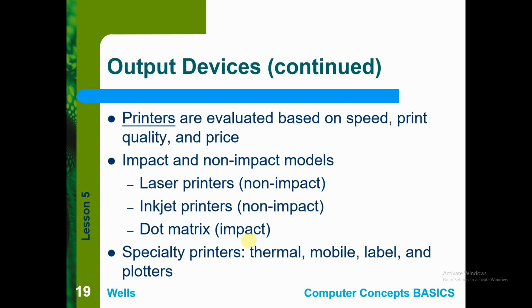Usually they also have specialty printers, like thermal, which you see in photocopiers. You will see that it is more dusting, and they produce a higher printout output as compared to the laser and inkjet because of the thermal technology. And also we have mobile printers, label printers and plotters.